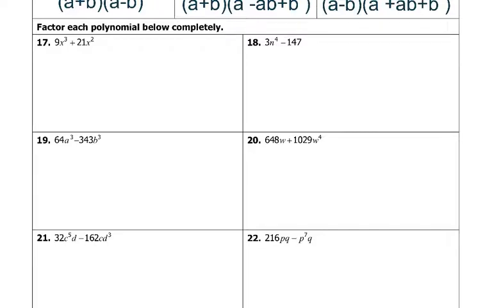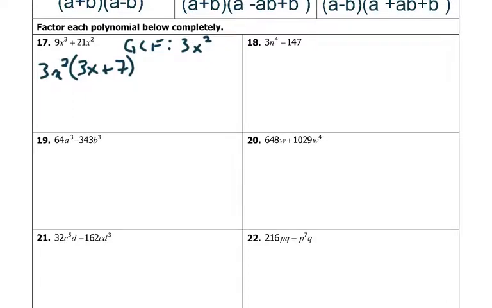For number 17, the first thing we have to look at is, do we have a GCF? And we do. That GCF is 3x squared. So we're going to put that on the outside. We have to divide each term by the GCF, and we end up with 3x plus 7 inside of the parentheses once we have done the division, using our quotient rules and exponent rules as well.